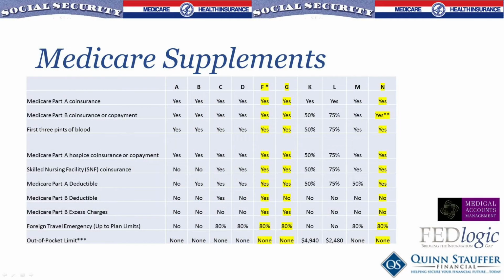And the reason I highlighted the N is it's becoming more popular. The N acts like the G, but you can be charged up to $20 for office visit copays. If you go to the emergency room, you're going to have to pay a $50 copay. If you're admitted, they'll waive that. But the N is of the three, I would at this point, depending on the carrier that somebody goes with, I would recommend a G. Okay.